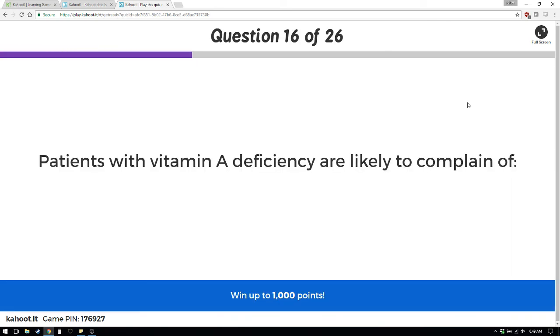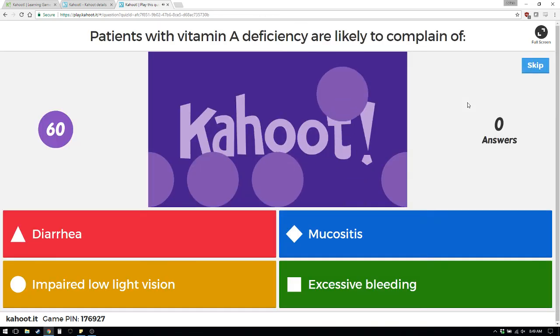Patients with a vitamin A deficiency are likely to complain of what?